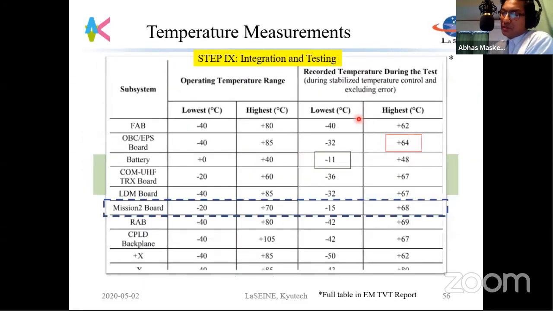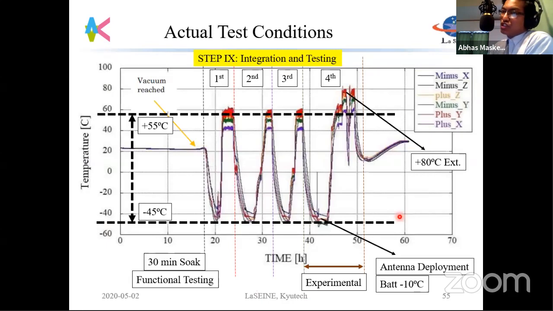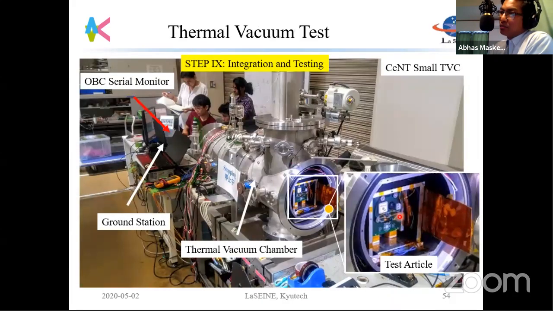And we can look at the data here. This is what the camera was measuring inside. The lowest temperature that we were able to go to was minus 15 degrees Celsius. Okay, and it was still working, and the highest was about 68 degrees Celsius. And just to let you know, this is not just thermal, but this is also vacuum. So it's a thermal vacuum chamber. So this has been tested in a vacuum condition.